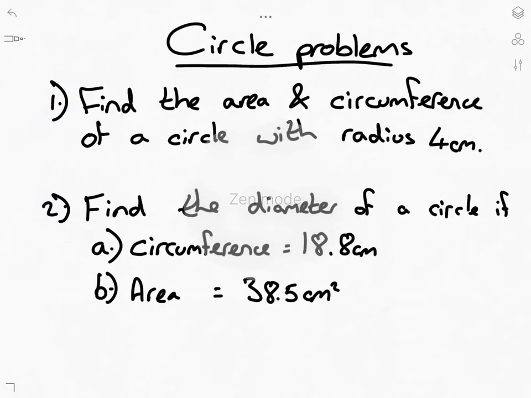We'll start off with the circle problems. We're going to go through two questions. Find the area and circumference of a circle with radius 4 centimeters, and find the diameter of a circle if the circumference is 18.8 centimeters and the area is 38.5 centimeters squared. These two are different circles.